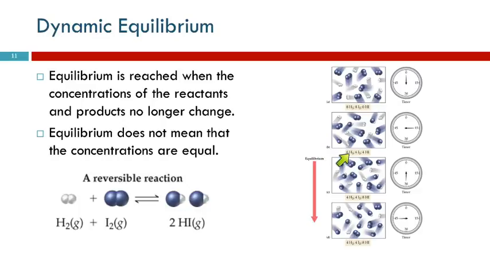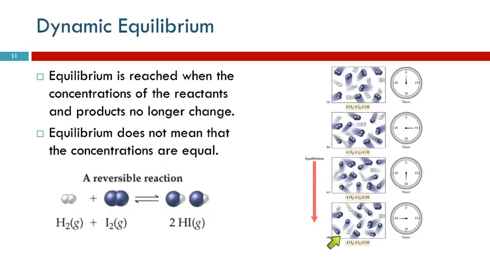So at 15 seconds, now some of the hydrogen and the iodine have reacted. We've got 6 hydrogen molecules left and 6 iodine molecules left, and we formed 4 hydrogen iodide molecules. At 30 seconds, the forward reaction has proceeded further, and now we have 4 hydrogen molecules and 4 iodine molecules and 8 hydrogen iodide molecules. So these 8 hydrogen iodide molecules can react with each other to reproduce hydrogen and iodine at the same time that hydrogen and iodine are combining to form HI.